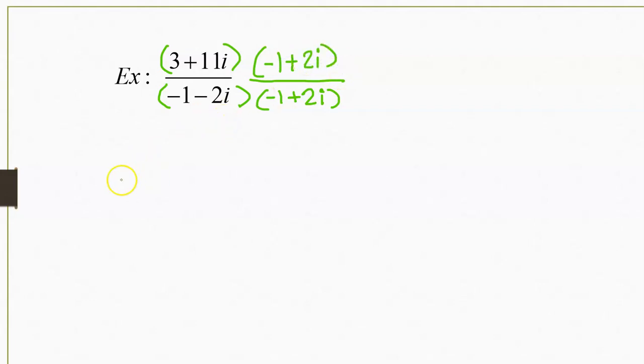In the denominator, it is very simple because it's going to automatically be a squared minus b squared in the denominator. And this is my a, and this is my b. So a squared minus b squared is positive 1 minus 4i squared. Okay, that's my a squared minus b squared.